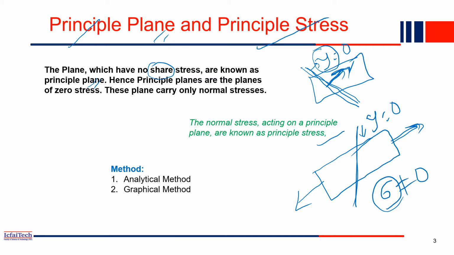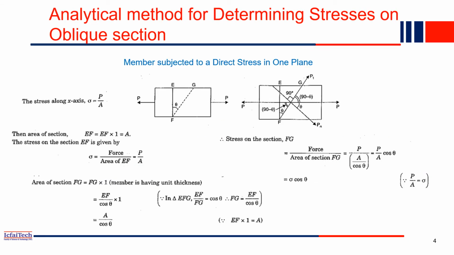Now how to calculate the principal plane and principal stress? We have two methods to do that. One is the analytical method and another is the graphical method. In this course, I will discuss the analytical method in this class, and the graphical method, if possible, in the next class. So the analytical method for determining the stresses on an oblique plane. Now we'll calculate how you can find the stresses in an oblique section.